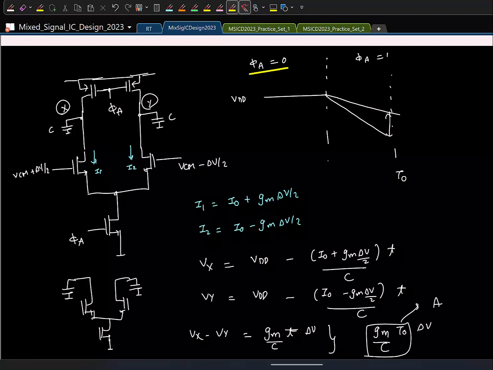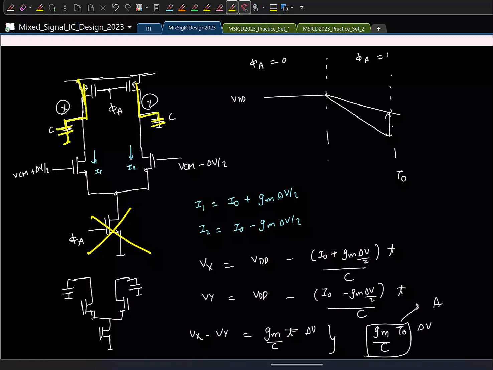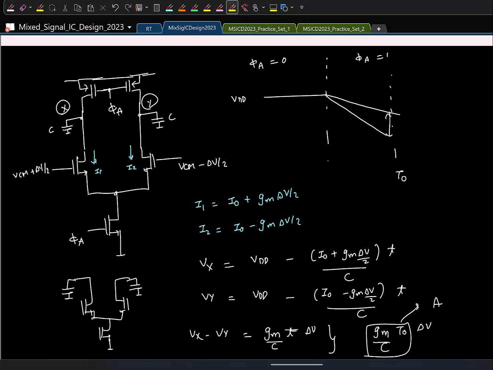Remember, when phi A is 0, that is when VDD is connected to the circuit, and this is the connection we have, and this part is off. So we are only drawing current from VDD to charge these capacitors to ground. So these capacitors to VDD, right? So this is again a truly dynamic circuit, and this kind of dynamic amplifier is what is commonly used.